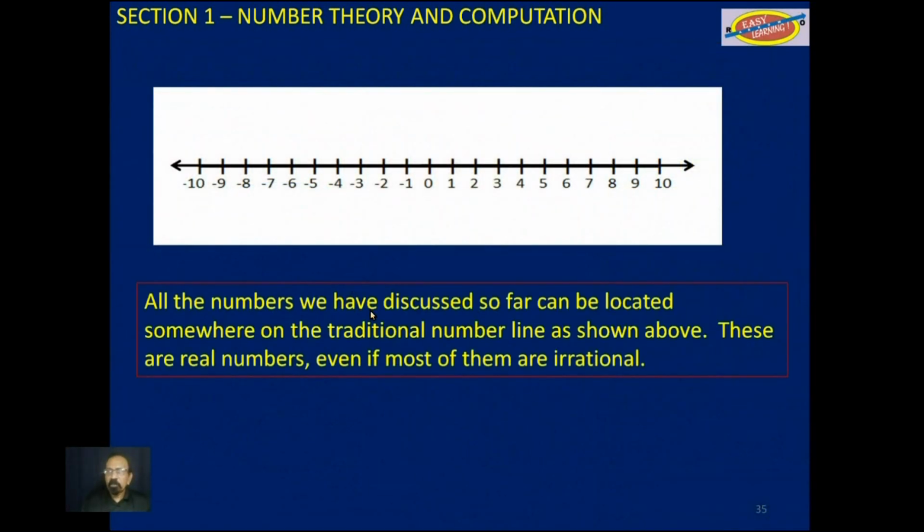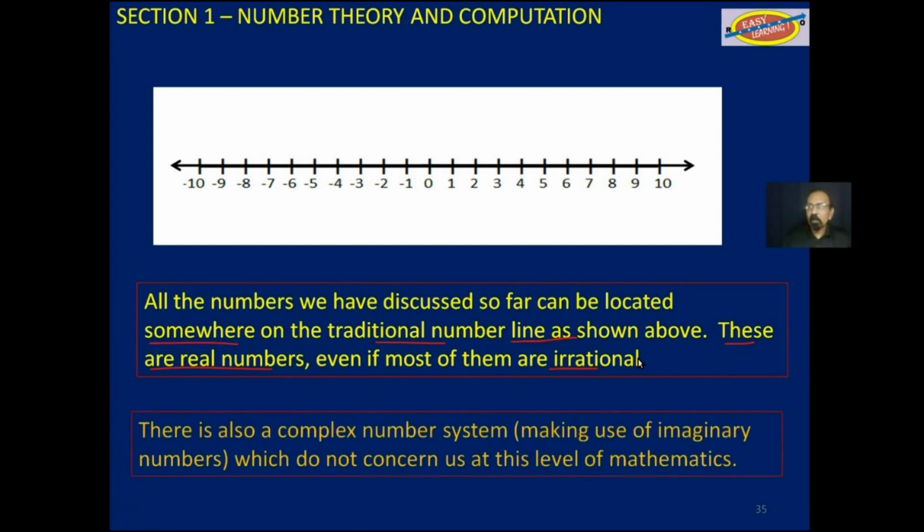Now, all the numbers we have discussed so far can be located somewhere on the traditional number line shown above that you probably learned in grade 3 or 4. These are all real numbers, even if most of them are irrational. Now, there is also a complex number system making use of imaginary numbers, which do not concern us at this level of mathematics.